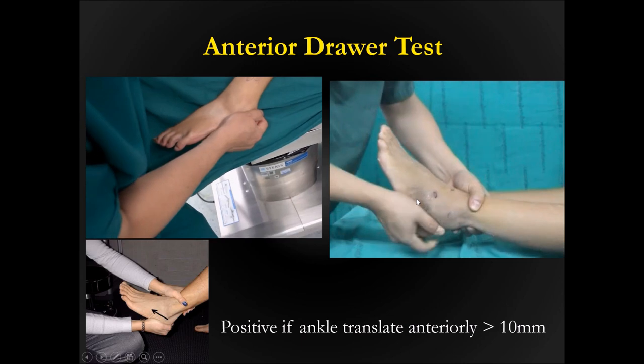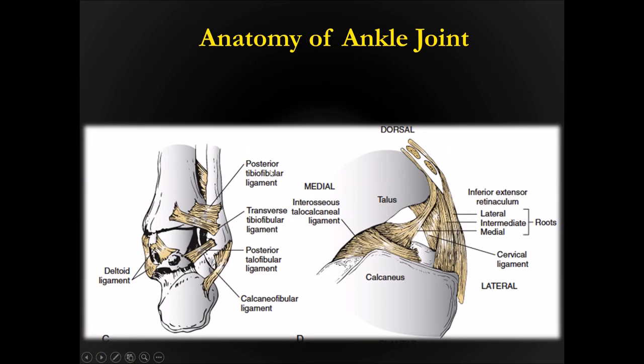Good. And also you have, between the fibula and the tibia, what we call the interosseous ligament. Okay, interosseous ligament, or we call it the syndesmosis. You remember? Syndesmosis is the ligament between the tibia and fibula.